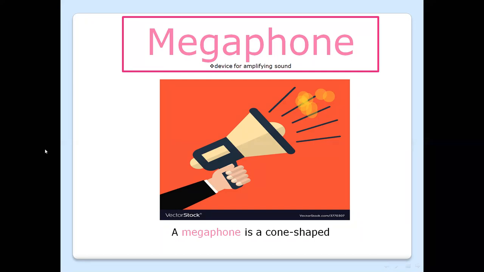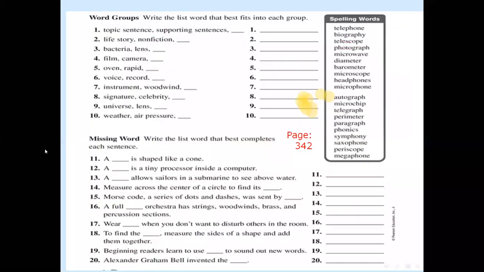I need you to listen again to the pronunciation of the words after we finish. Now, open your reader's writer's book, page 342. Okay, class, I give you 3 to 4 minutes to try to answer some of the questions here. The first one is, write the list word that best fits into each group. For example, topic sentence and supporting sentence, where we can find them, try to figure out the meaning. Next question, write the list word that best completes each sentence. Start, please.